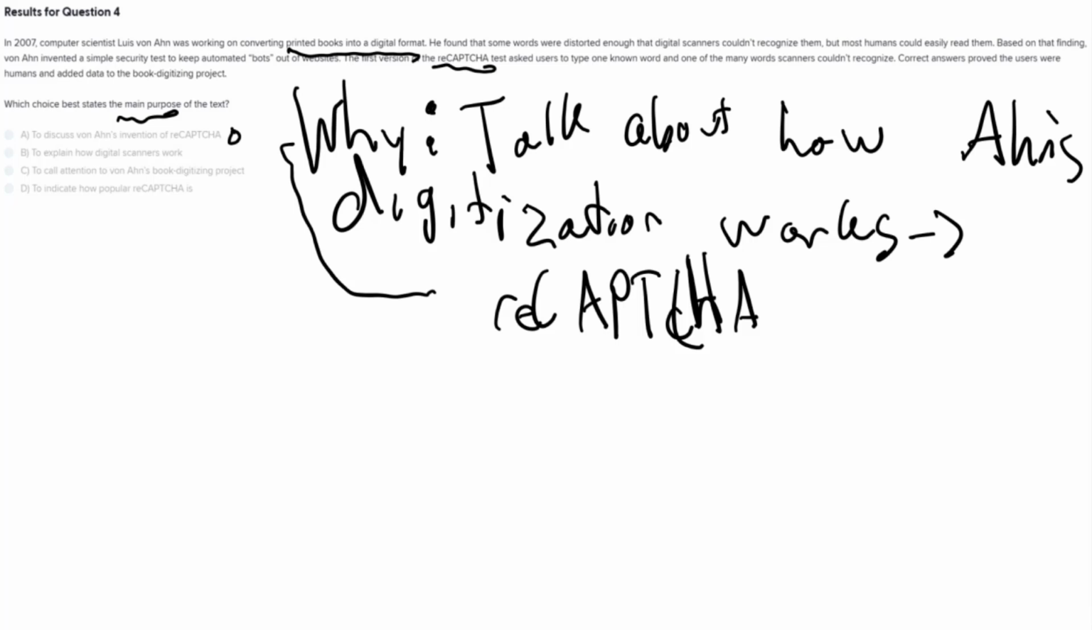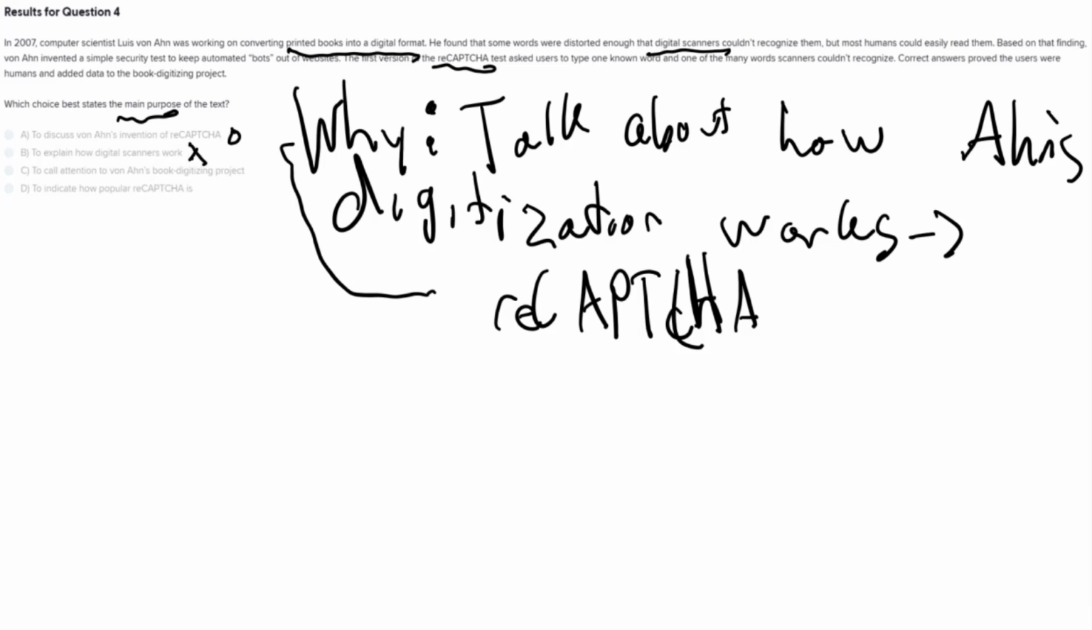B says to explain how digital scanners work. I could see this as a close second, but it really only mentions digital scanners once: he found that some words were distorted enough that digital scanners couldn't recognize them. The relationship between digital scanners and reCAPTCHA is basically that digital scanners are kind of like the bots, and it doesn't really explain the bots. It just explains the origins of von Ahn's findings. So that's why B is not correct.